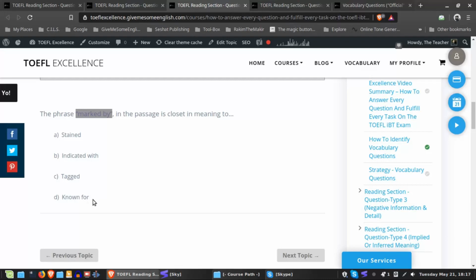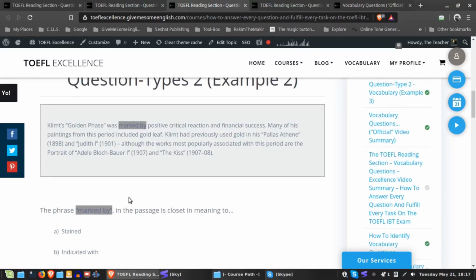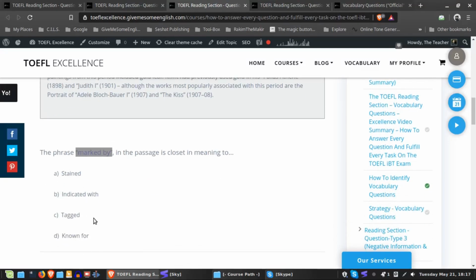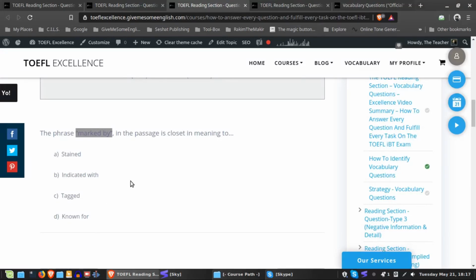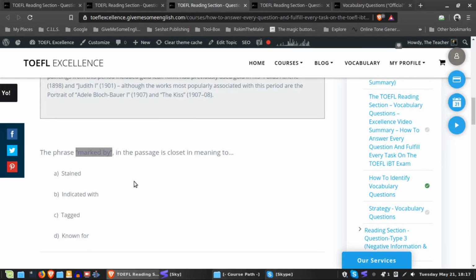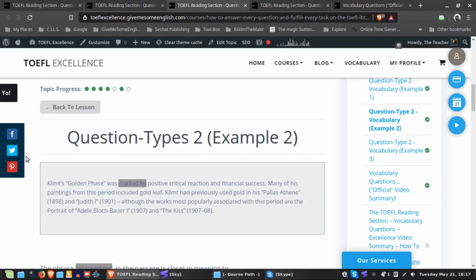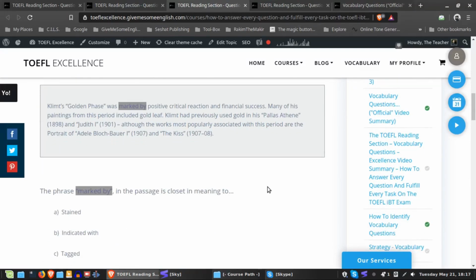And "known for," well, that's a little bit different. So let's assume that we don't know the answer here, and this one is not really very clear. Even if you did know, it could be more than one of these. So you'd have to go back to the reading passage. "Klimt's golden phase was marked by positive critical reaction and financial success."